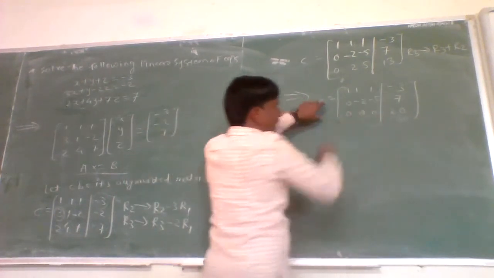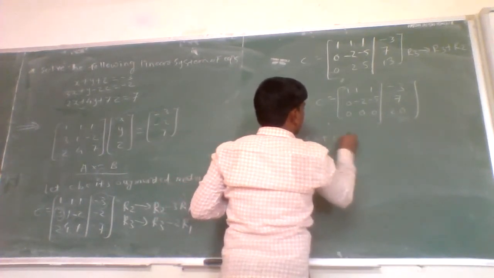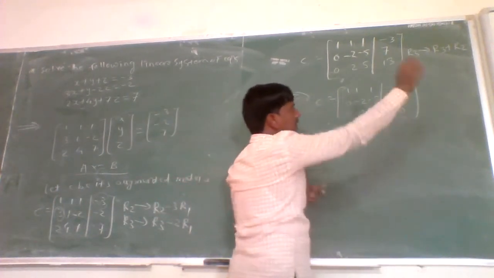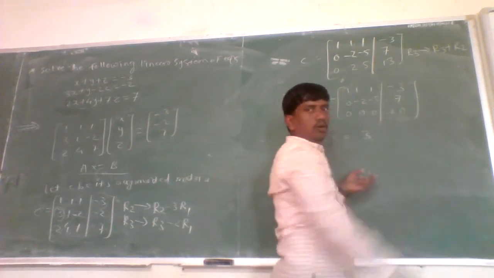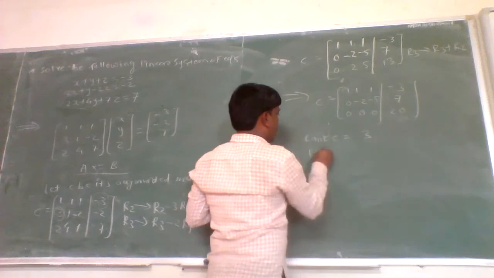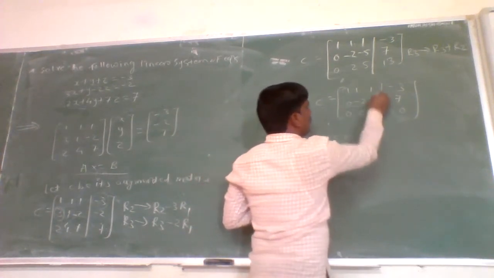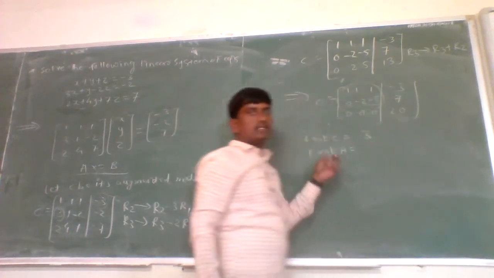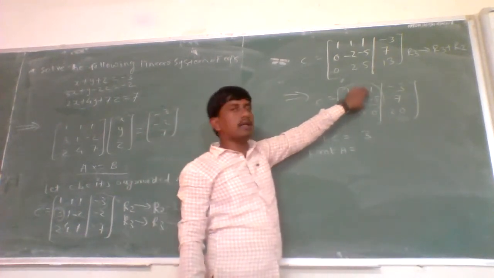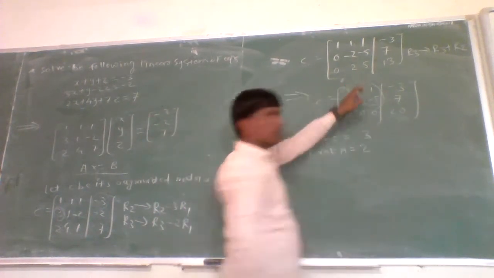Now here this is the augmented matrix C, in which this 3 cross 3 part is matrix A. Therefore, the rank of matrix C is equal to 3, since it has 3 non-zero rows. And the rank of matrix A is equal to 2, as there are only 2 non-zero rows. That is, it has only 2 linearly independent row vectors.